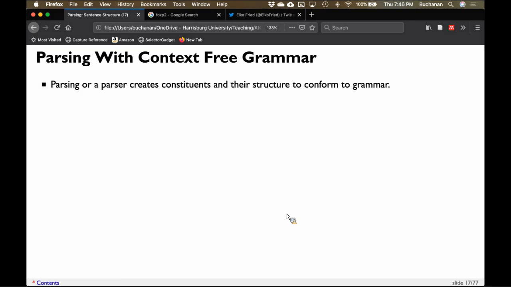So let's see how parsing is achieved using a context-free grammar. Parsing, which is the act, or a parser, which is the program, creates these constituents and their structure that conform to a specific grammar. So the programs are trained on a grammar, or simply told, here are the rules for the grammar, and then they take a sentence and apply those rules to it. What we've already built: we've looked at tokenizers that break things down into individual words. We've looked at taggers and built our own part of speech taggers. We have not gone to classification. That's after this section. And we're kind of doing chunking now.